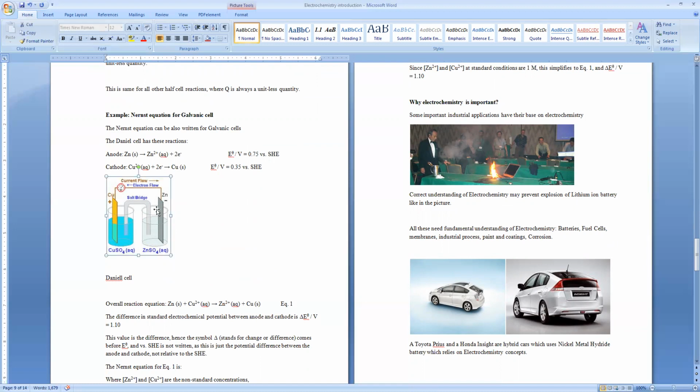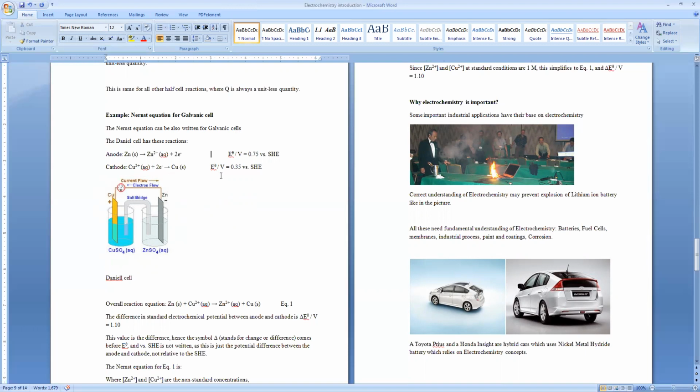Okay, this is a Daniell cell, where the copper is the positive electrode, or the cathode. Zinc is the negative electrode, or the anode. The electron will flow from the zinc to the copper electrode, and then you have a salt bridge. So the Nernst equation can be written for a galvanic cell.